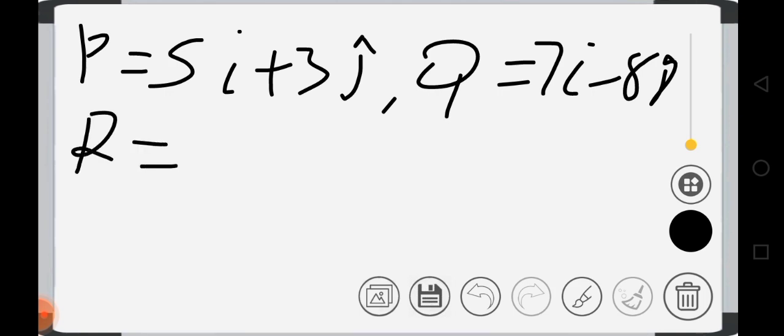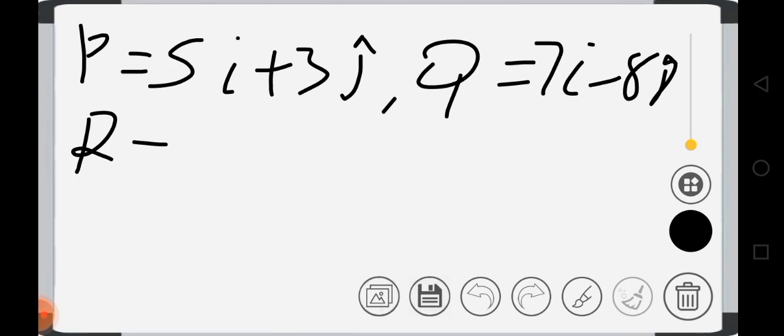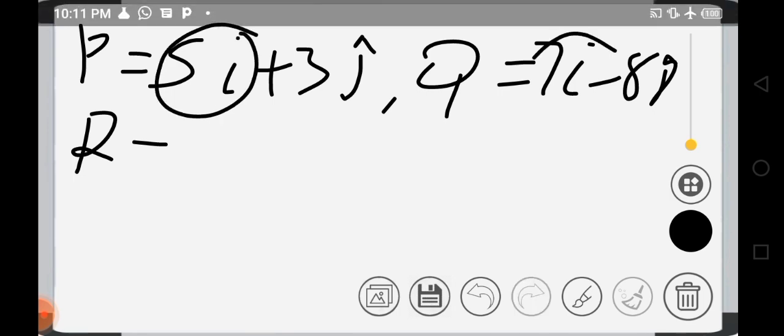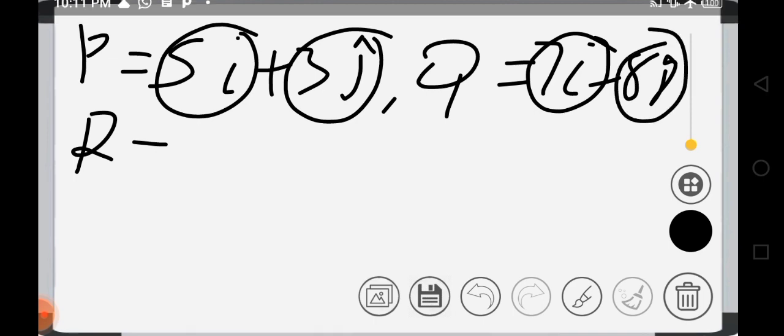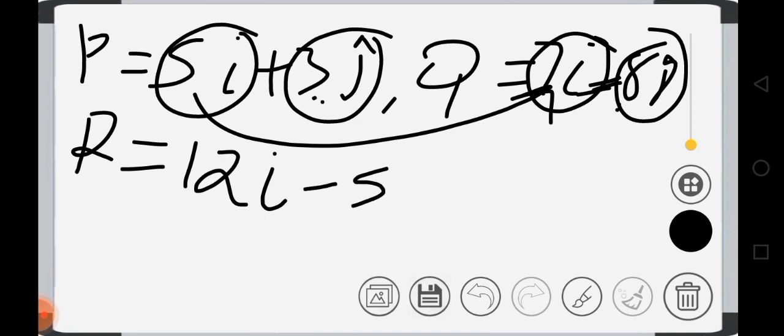So the resultant of the two is when you add both of them together, the total of the two. Let's add the two of them together to see what we're going to have. We have 5i plus 3j. What you just have to do is add this i to this i, and this j to this j. So 5 plus 7 gives us 12i. Then 3 plus minus 8 is 3 minus 8, that gives us minus 5j.